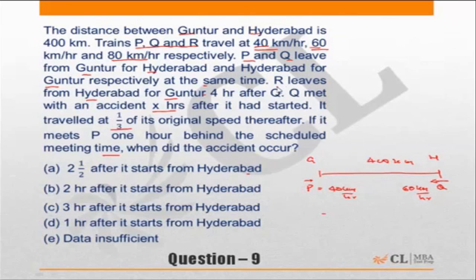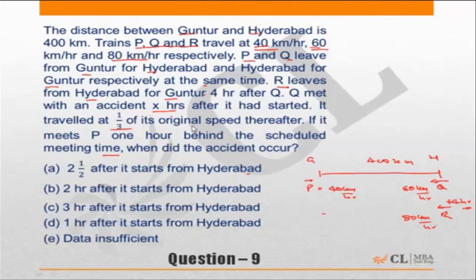R leaves from Hyderabad for Guntur 4 hours after Q. So R also leaves in this direction. Remember, its speed is 80 kilometers per hour. So it has left 4 hours after Q. Whenever Q left, R has left 4 hours after that.